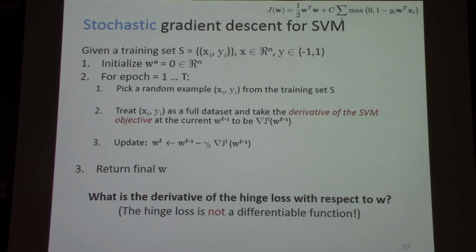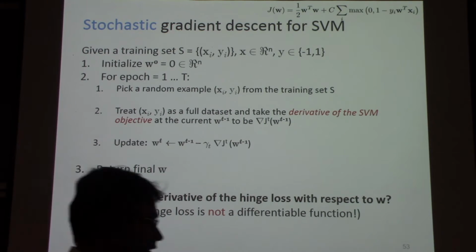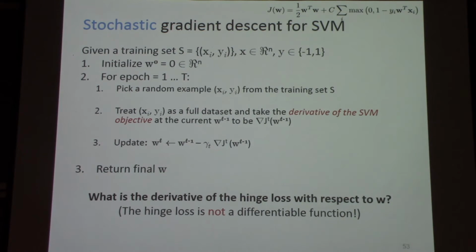But because this objective has a rather special form, a giant summation over the entire training set, we can do a little better. So we can use gradient descent, or even better, we can do something called stochastic gradient descent. And stochastic gradient descent is the following recipe. It's right here. You initialize your parameters.